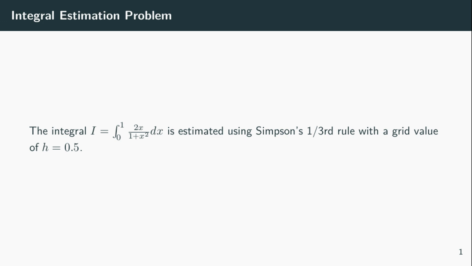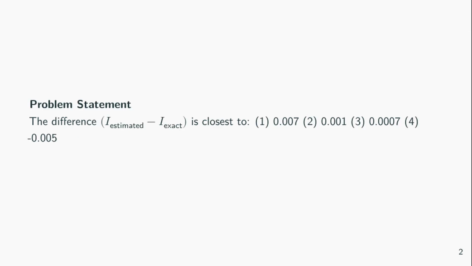Alright, let's tackle this integral estimation problem together. So we are given an integral I, which is the integral from 0 to 1 of 2x over 1 plus x squared dx. And we are going to estimate this integral using something called Simpson's 1/3 rule, specifically with a grid value or step size h equal to 0.5. The core question here is to find the difference between our estimated value of I and the exact value of I. We need to figure out which of these options that difference is closest to.